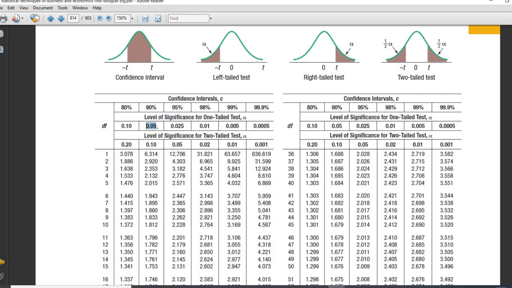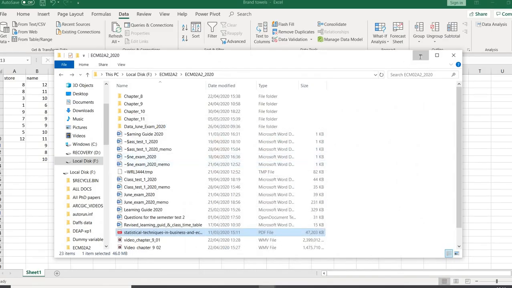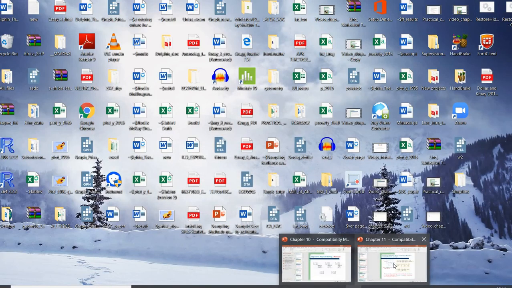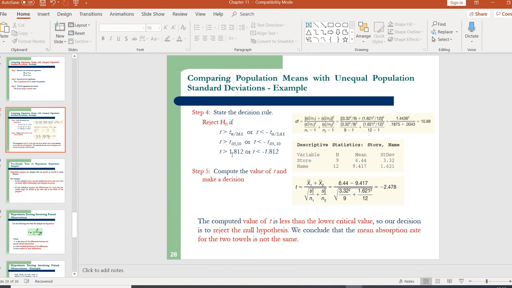We are here, which corresponds for the two-tail to 10%, which corresponds to the 90% confidence interval. So now it will be here. This is the value, 1.812. Here we are. This is the value you will take. You will place that value somewhere here. That is a value of 1.812, and minus 1.812.